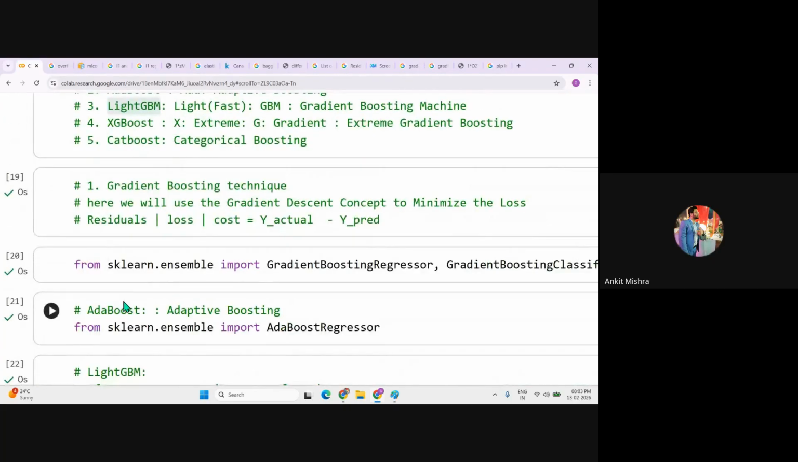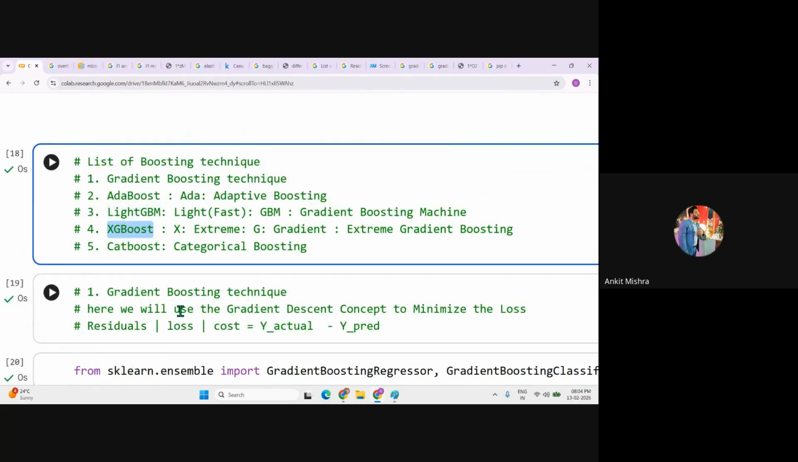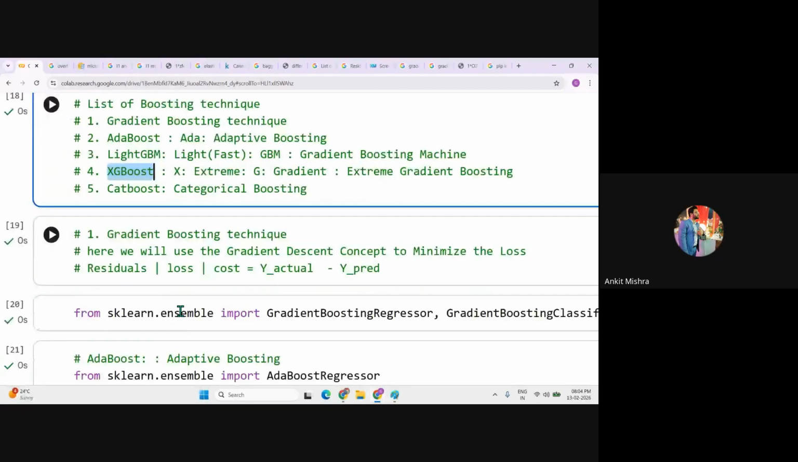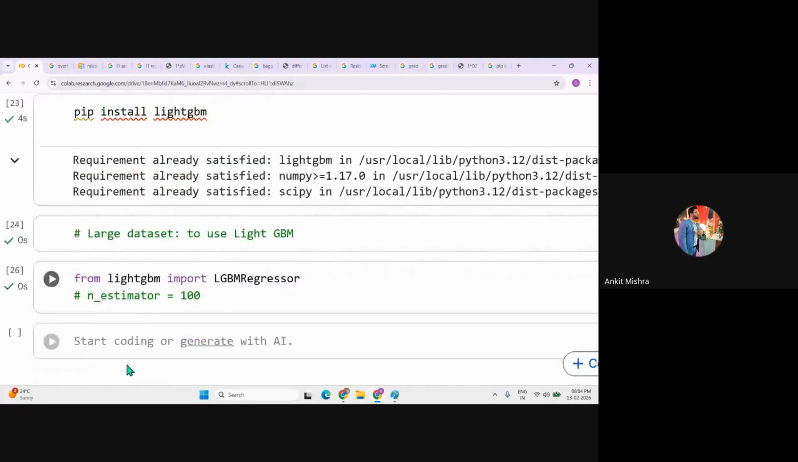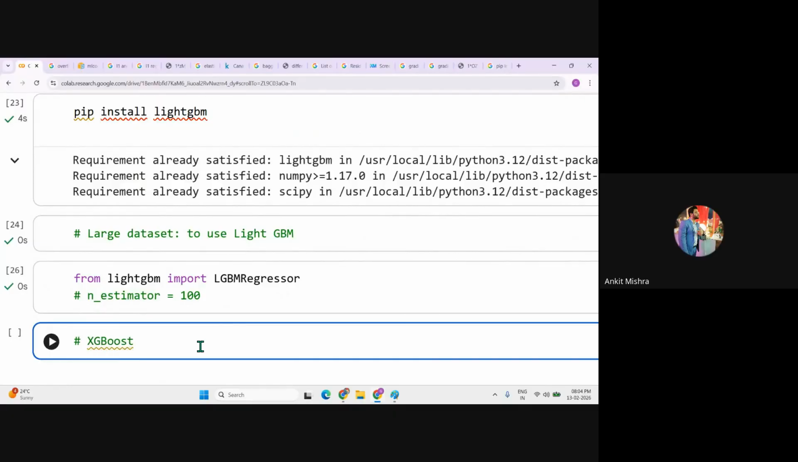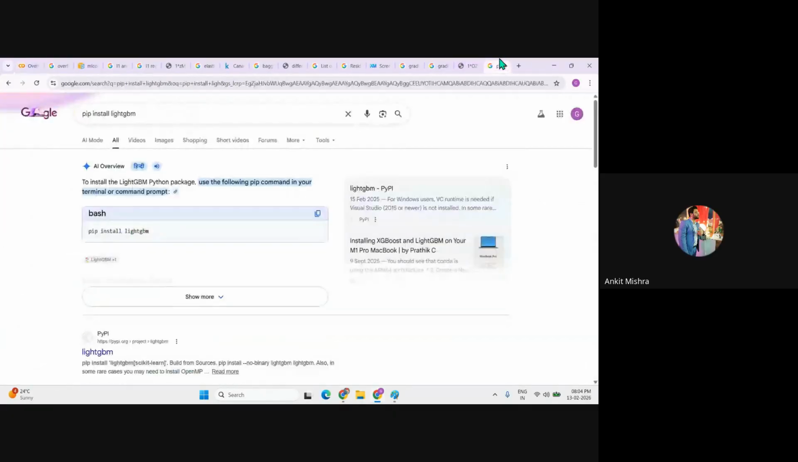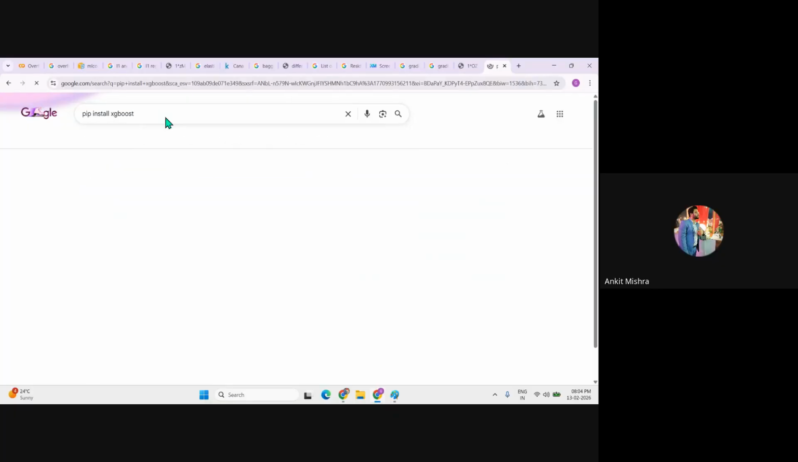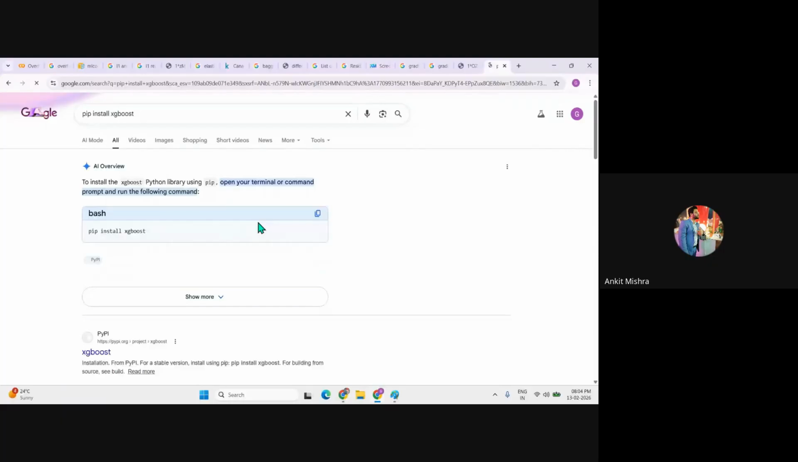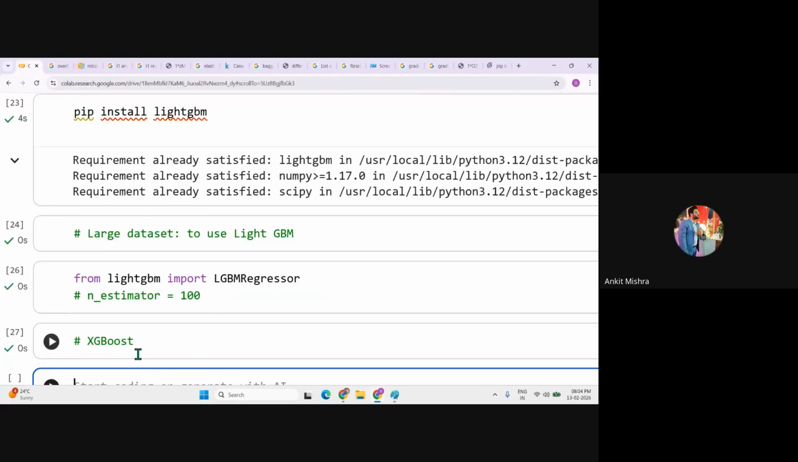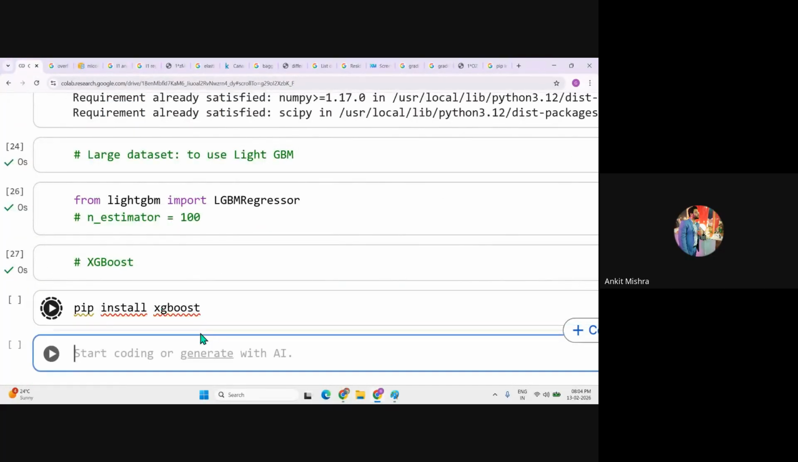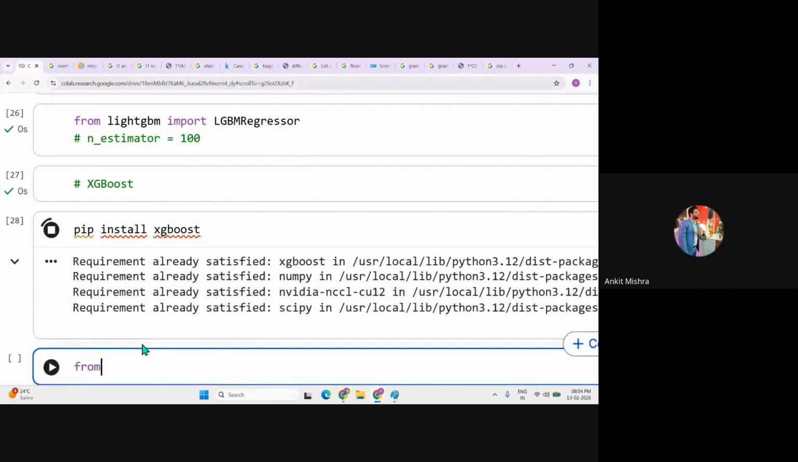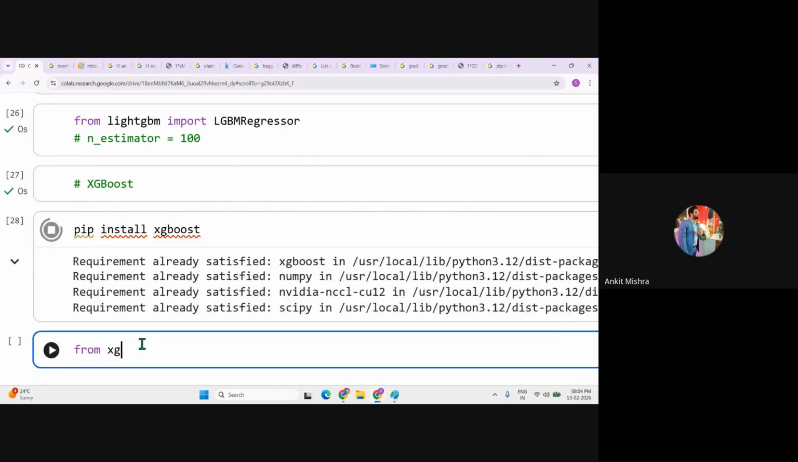Now, what about XGBoost? XGBoost stands for extreme gradient boosting. If you want to use both L1 and L2 techniques together, you can use XGBoost. Instead of calling the L1 and L2 techniques separately, if you use the XGBoost technique, the model will already perform L1 and L2. So you have to quickly install it with pip install XGBoost. Take a copy of this one and run it. Now you can import this from XGBoost.